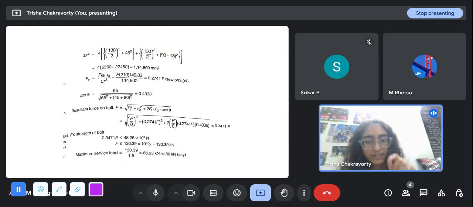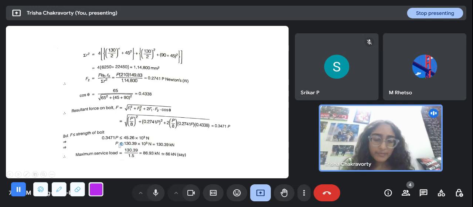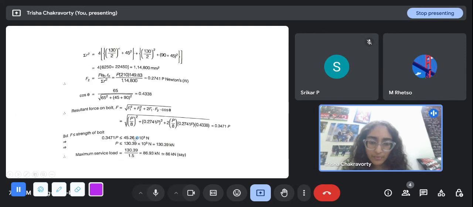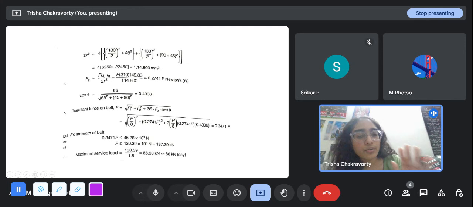So whenever you are calculating, keep putting the units in every step so that you don't miss out anything. And the maximum service load is another important part. In limit state design we have already put the factor of safety here. In shearing and bearing we have put the factor of safety, that was the capacity safety factor. Now this amount, 130.39 kilonewton, is the design load we can allow.